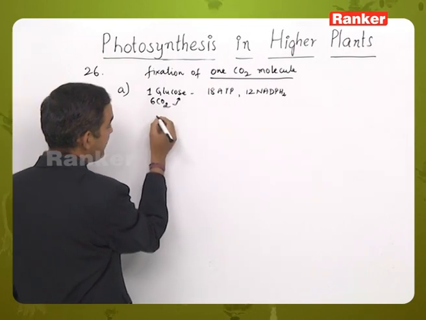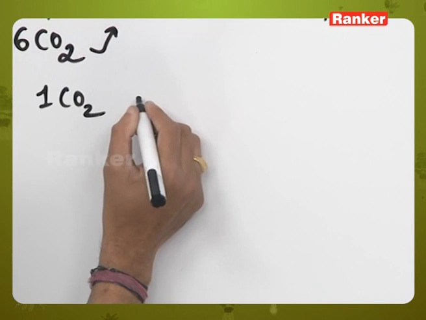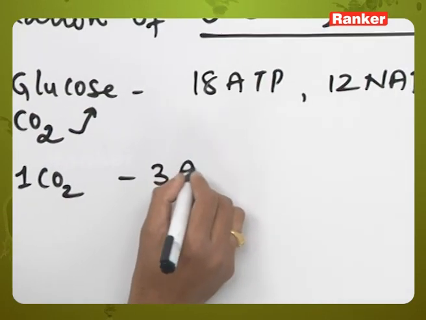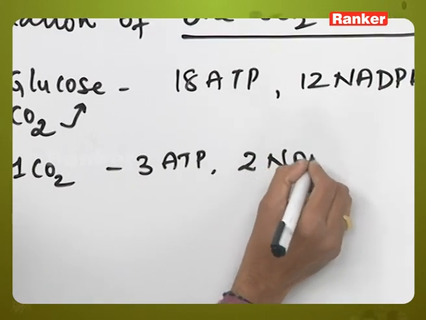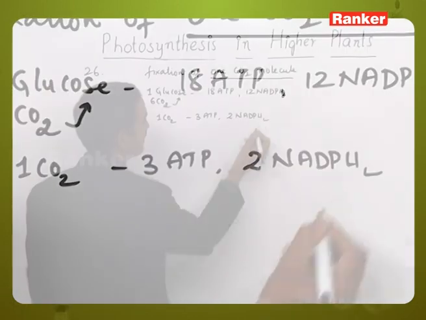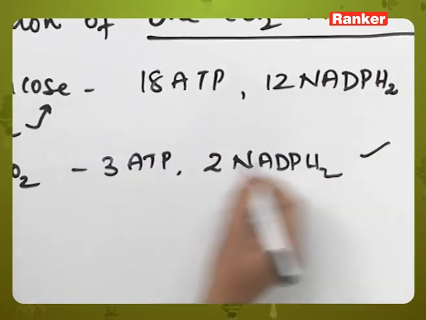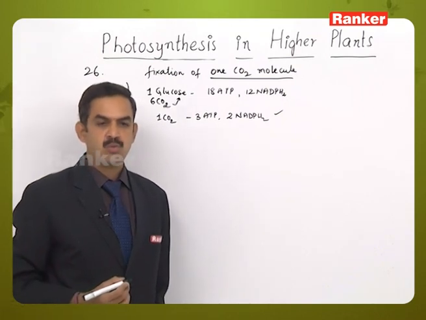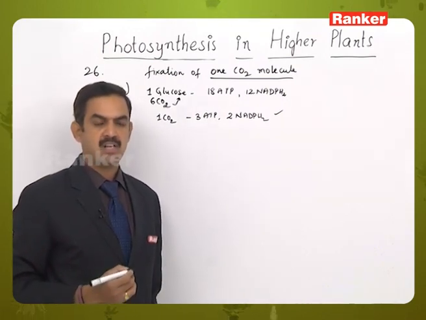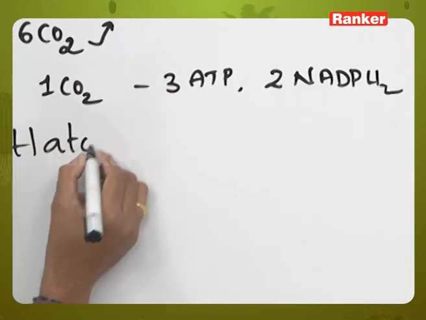So for one carbon dioxide, divide 18 by 6, so it will be 3 ATP molecules and 2 NADPH molecules required for fixation of one molecule of carbon dioxide. So this is the correct one. And let us come to B, that is 5 ATP and 2 NADPH are required through Hatch-Slack cycle. So what is this Hatch-Slack cycle?